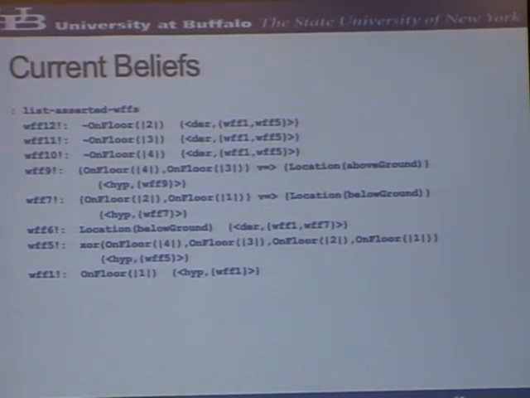So, I don't know if you can read this. List asserted WOOFs lists all the current beliefs in the knowledge base. It says on floor one is a hypothesis, its origin set is itself. You're on exactly floor 4, 3, 2, or 1. There's also a hypothesis with 5. Let's skip to 7. WOOF 7 is that 1 and 2 are below ground. WOOF 9 is that 3 and 4 are above ground. Location below ground depends on WOOF 1, on floor 1, and WOOF 7, floors 1 and 2 are below ground.